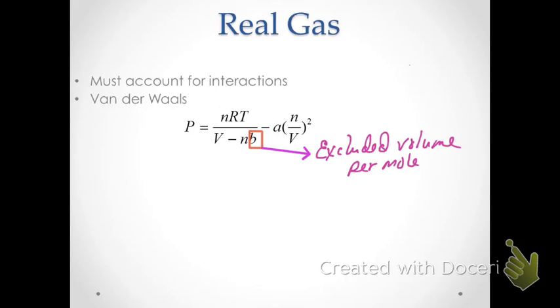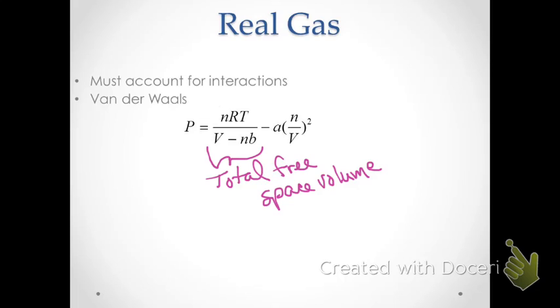The B term in the denominator of the first one is something called the excluded volume per mole, and it actually represents the absolute non-zero finite volume associated with the particles. Remember, the ideal gas law assumes negligible particle size, and it assumes essentially that the particles are points in space with zero volume. The B term serves to compensate for that.